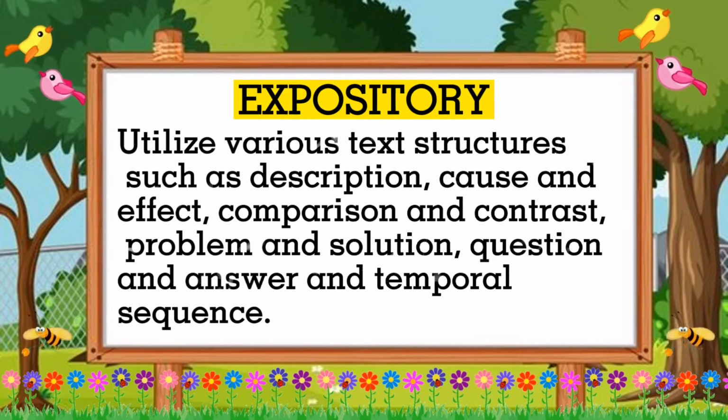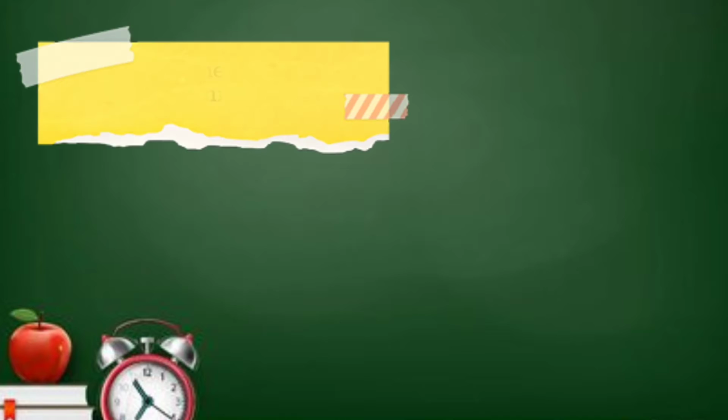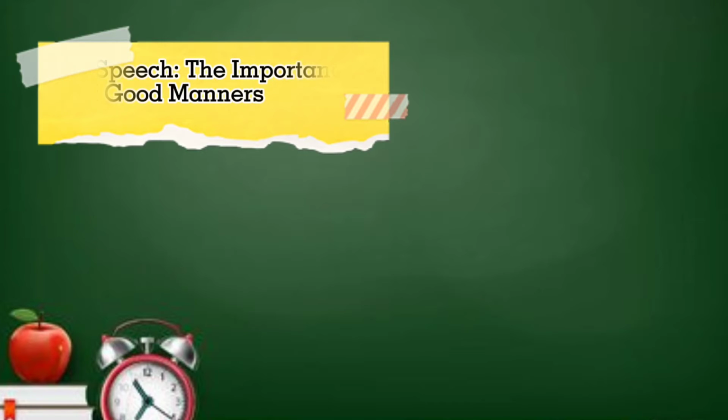Expository text. Utilize various text structures such as description, cause and effect, comparison and contrast, problem and solution, question and answer, and temporal sequence. Bear in mind that expository text is fact-based with the purpose of exposing the truth through a reliable source. Examples of these are the speech, the importance of good manners.